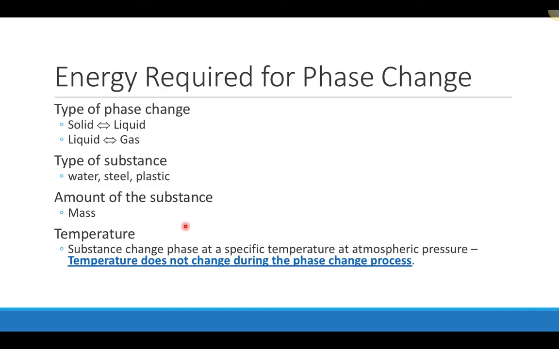And then finally, it's not directly dependent on temperature, but the substance changes phase at a specific temperature at atmospheric pressure. So the temperature doesn't actually change during the process, but in order for the phase change to occur, the object has to be at its temperature for melting or its temperature for boiling, right? I can't boil water at 50 degrees Celsius to turn it into a gas, right? I have to get it up to 100 degrees Celsius before that process can actually occur. So the energy transfer is not directly dependent on temperature, but in a way it is, because the substance has to be at its phase change temperature.